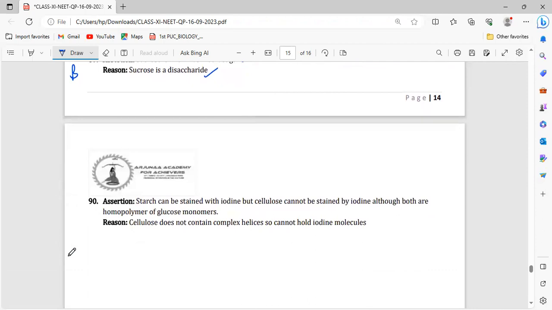Then starch can be stained with iodine, but cellulose cannot be stained by iodine, although both are homopolymers of glucose. Yes, that is correct. Starch has the helix, so it can hold iodine, but cellulose does not have a helical structure, so it cannot hold iodine molecules. So the assertion and reason statements are correct, and the reason is a correct reason. So the answer should be A.